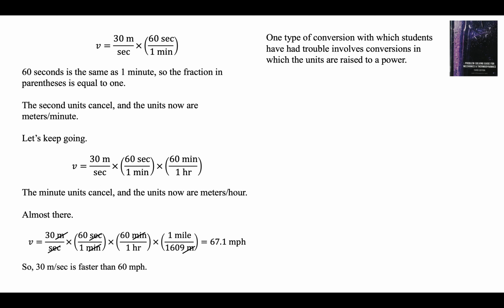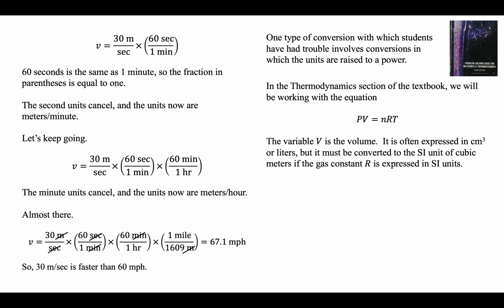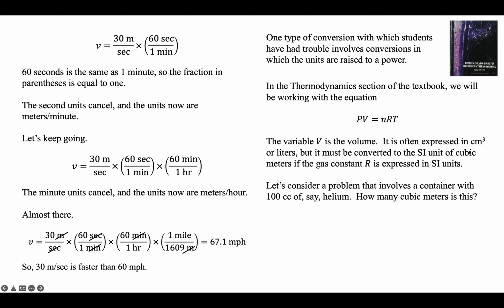One type of conversion with which students have had trouble over the years involves units raised to a power. For example, volumes, cubic centimeters, cubic meters. In the thermodynamics section, we're going to be working with PV equals nRT, the ideal gas law. Volume is often expressed in cubic meters, cubic centimeters, liters. We have to get it into cubic meters because the gas constant R is in SI units, joules per mole per Kelvin. A joule is a Newton meter, so we have to get the volume in units of meters cubed.